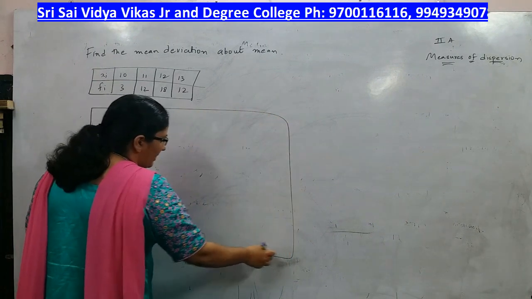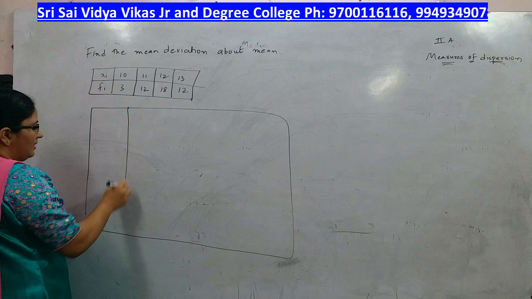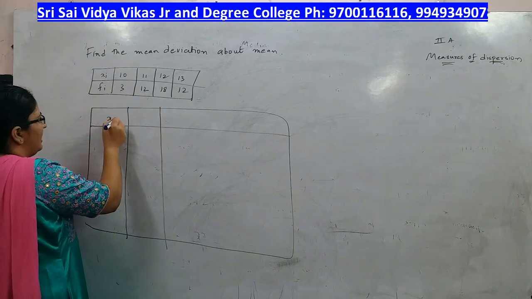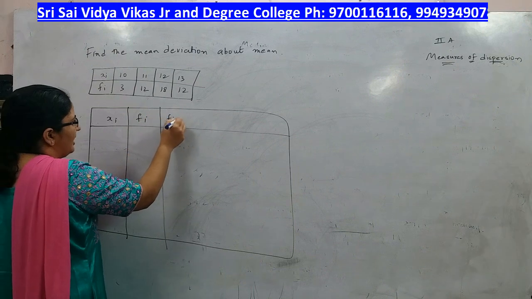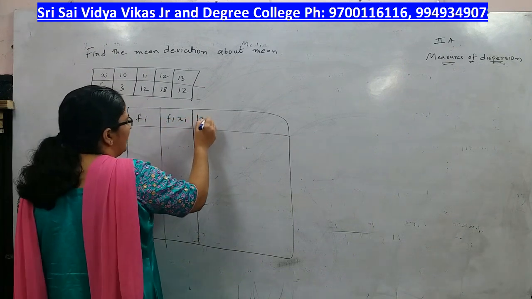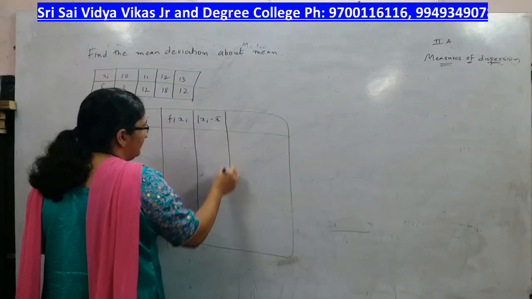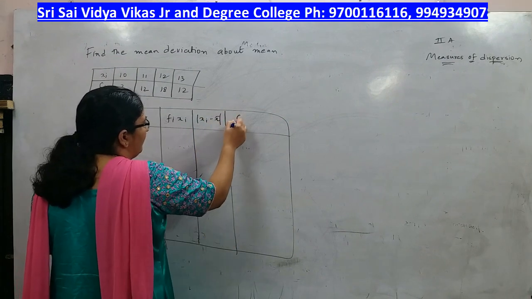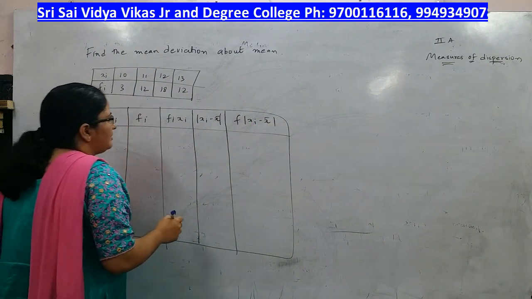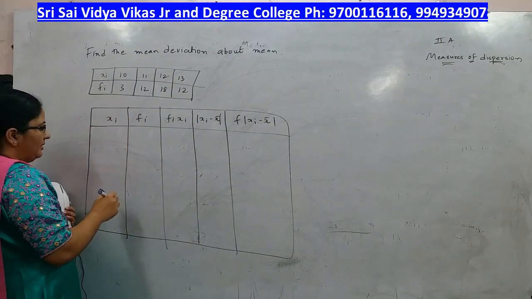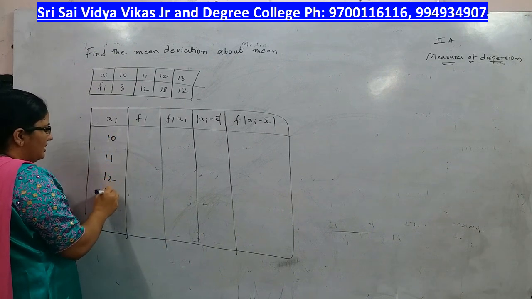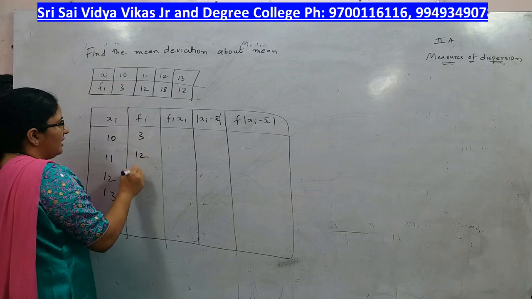We need to write what all we need here: xi, fi, fi xi, xi minus x bar, f into xi minus x bar. This is what we have to find. What are xi values? 10, 11, 12, 13. Fi values are 3, 12, 18, 12.